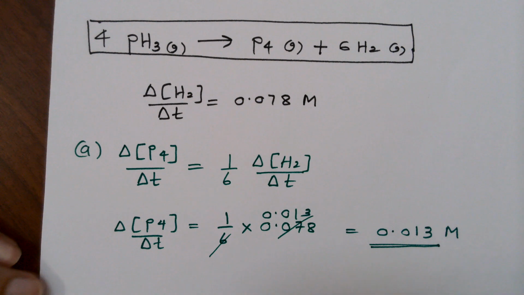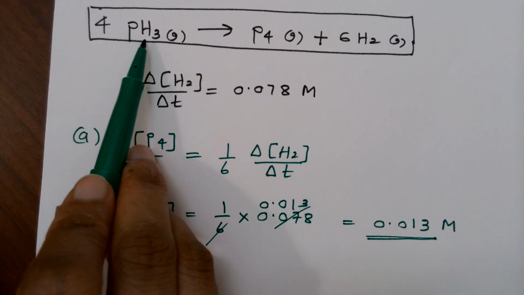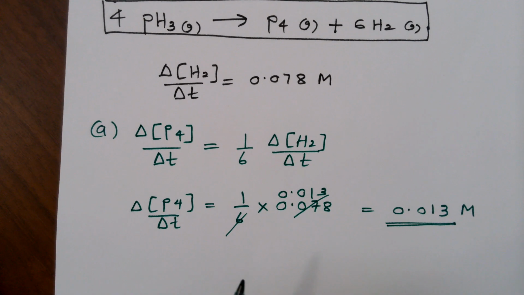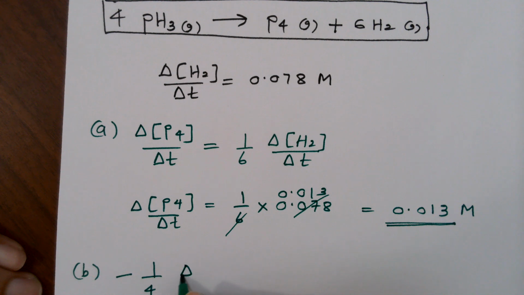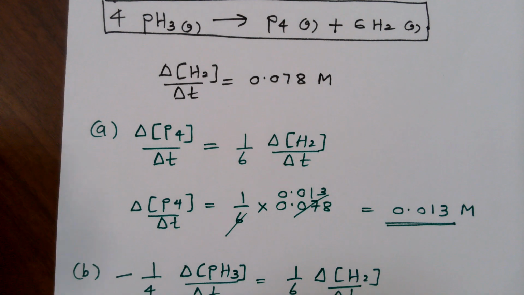0.013 molar. Part B is change in concentration of PH3, the disappearance of PH3 reactants with time. So let's calculate that. The rate expression, we can relate phosphine and hydrogen. So phosphine, negative 1 divided by 4, it is negative because with time it disappears. Change in concentration of PH3 phosphine divided by delta T is equal to 1 divided by 6 change in concentration of hydrogen with time.